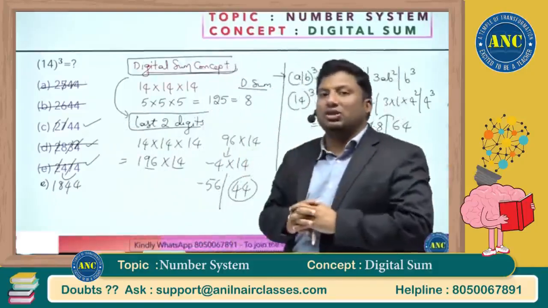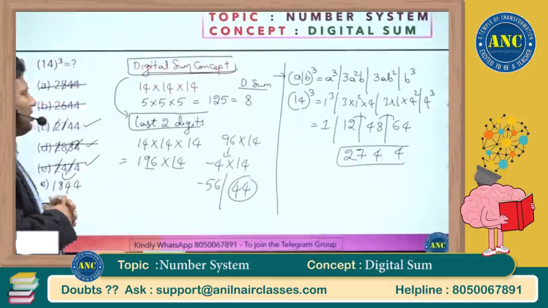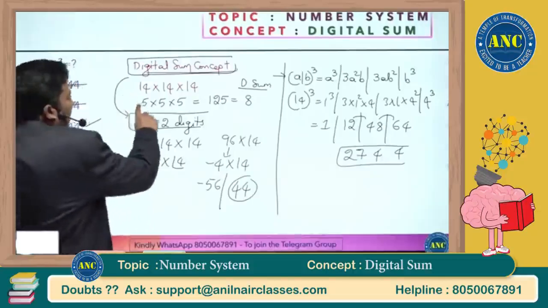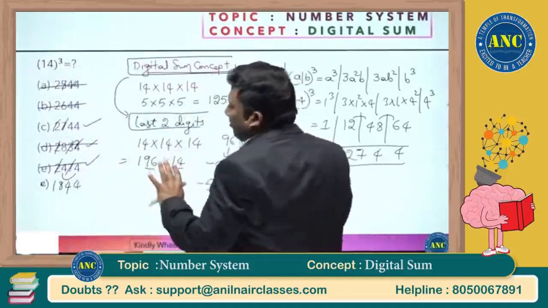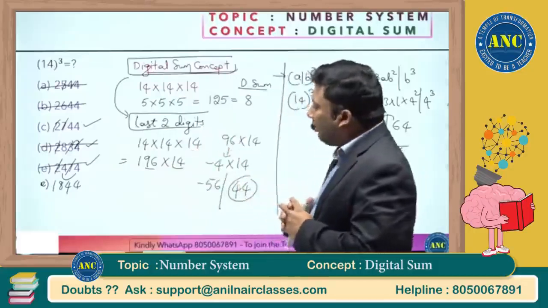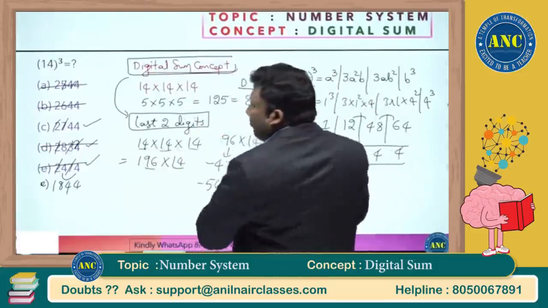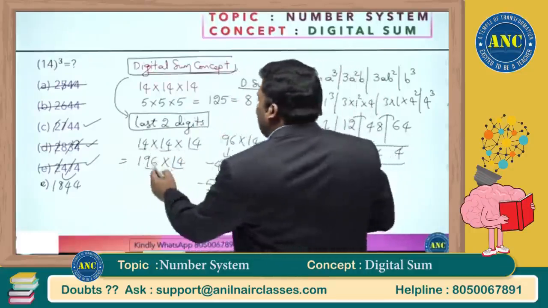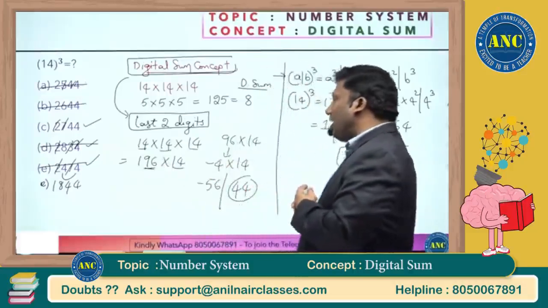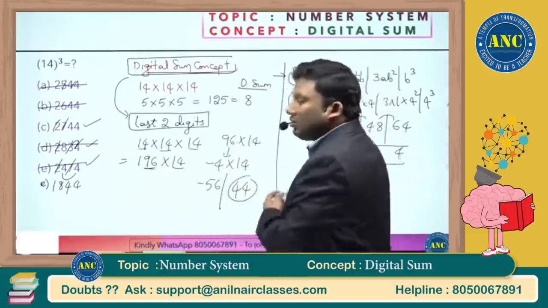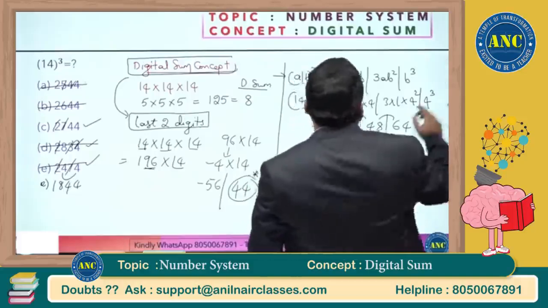Then in case you are still stuck, go and use this logic. We are going to discuss the digital sum concept in detail, for a complete comprehensive understanding. For 14 cube, the digital sum is 5, 5, 5, giving 125, which is 8. Three options got digital sum 8. All three options have different last two digits, so I attacked using the last two digits logic. 14, 14, 14. 14 14s are 196. Last two digits 96 into 14. 96 with respect to 100 is minus 4. Minus 4 into 14 is minus 56. So the last two digits are 44. Idea clear?